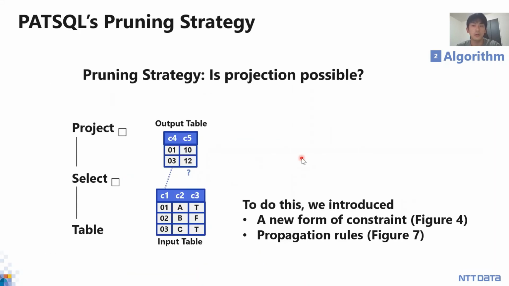In addition, PATSQL performs pruning based on whether projection may be possible or not. In this case, there is a column corresponding to C4, but there is no columns corresponding to C5. As a result, we can prune this sketch without filling any squares. To realize this pruning, we have introduced a new form of a constraint and its propagation rules. Please refer to our paper for the details.